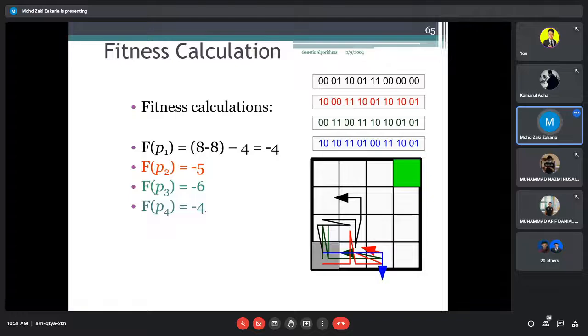Okay, and then 0, 1, 1, 0, 0, 0, 1, 1. This one, sorry, 0, 1 is west. 1, 0 is east. 0, 0 is north and 1, 1 is south. Okay, I repeat again.